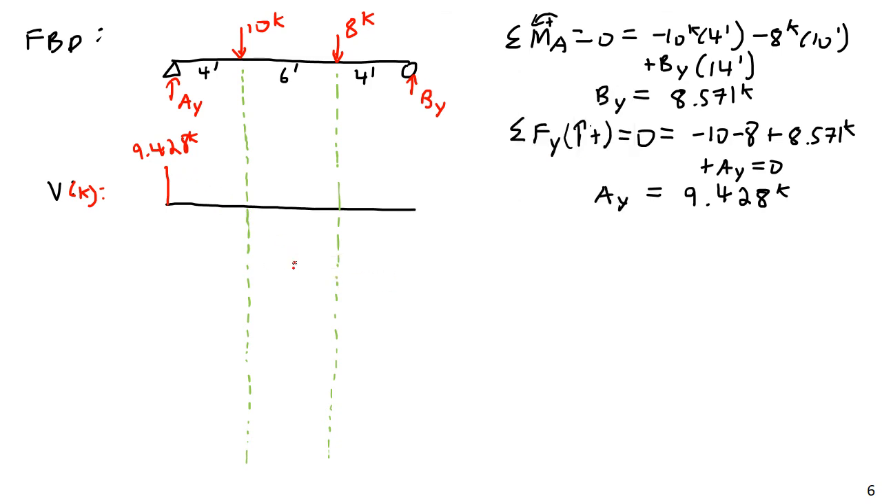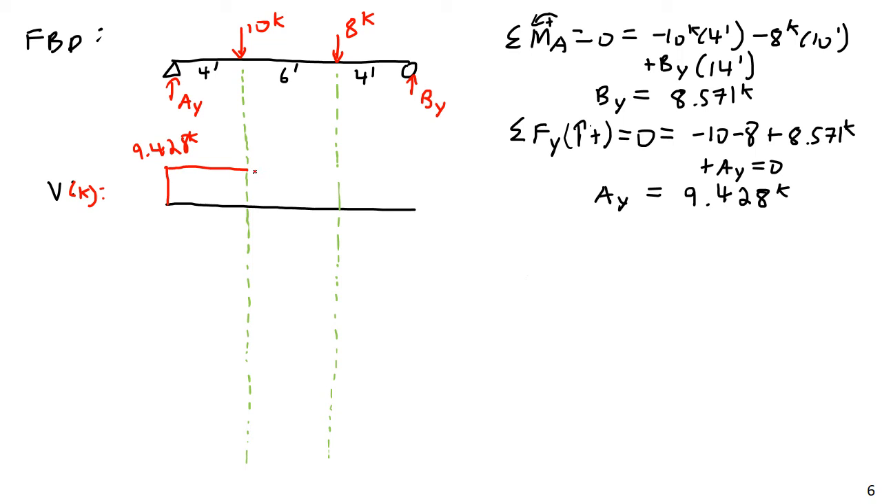So do we have any distributed load between this point and this point? No. So what's going to happen to the shear diagram? It's going to be horizontal. Yes, very good. There is no applied load between those locations, so the shear diagram is just going to be constant.